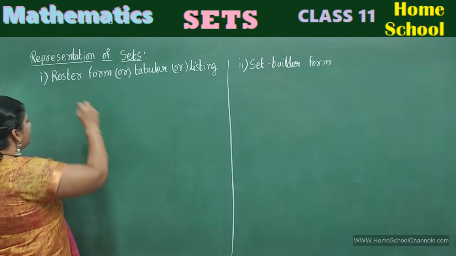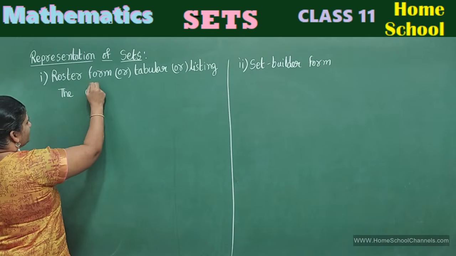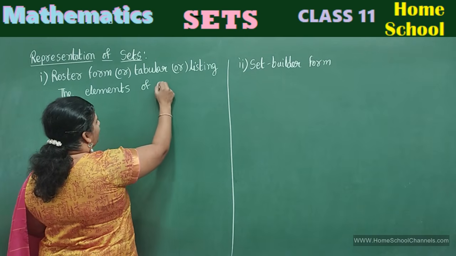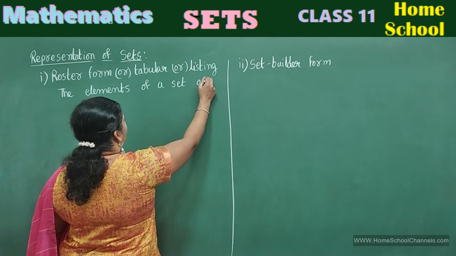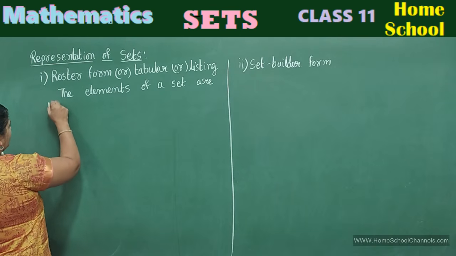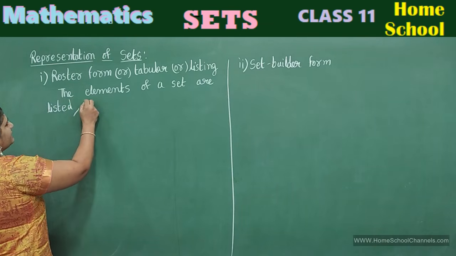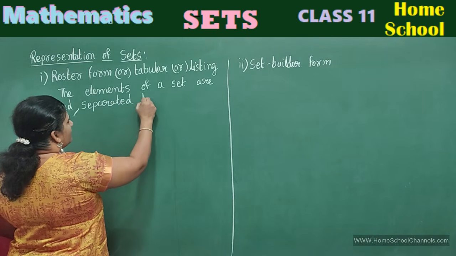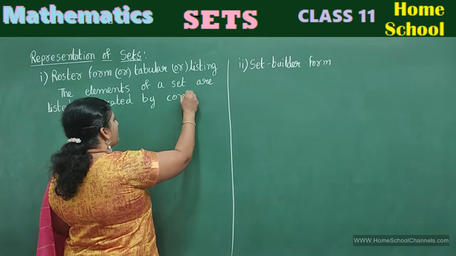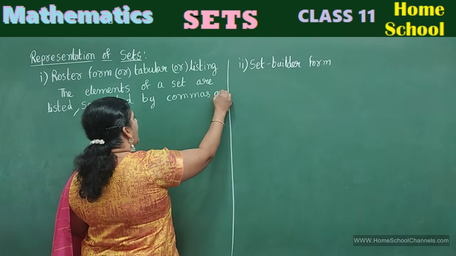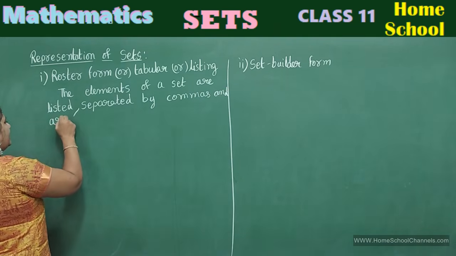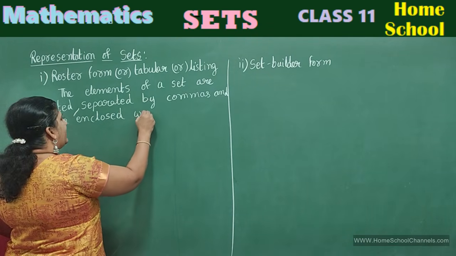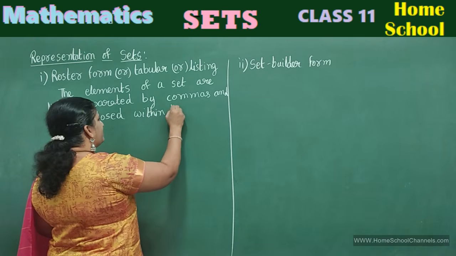Okay. What is the first method? Roster form. In this, the elements of a set are listed, separated by commas, and are enclosed within brackets.